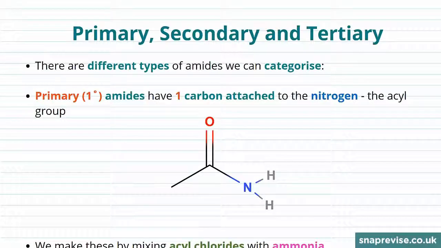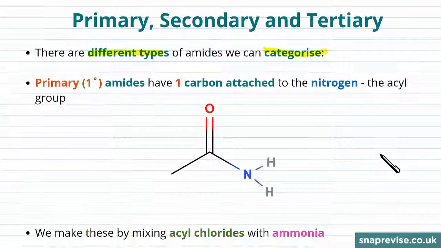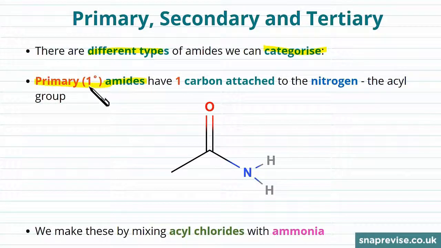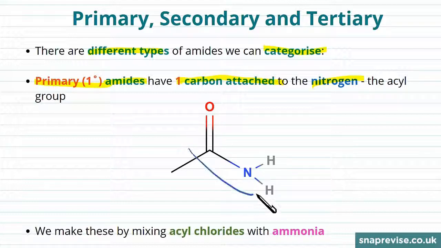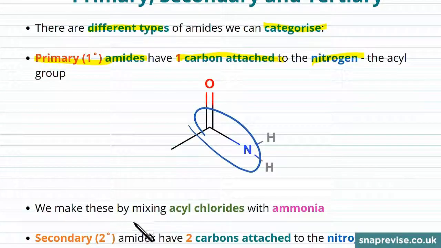Now, in the same way that we talked about different types of amines in our amine video, there are different types of amides that we can categorize. We have primary amides, and again we can use a 1 with the small circle as shorthand for primary, and these have one carbon attached to the nitrogen. It's the nitrogen we're focusing on here in the amide. So in primary amides, we have 2 hydrogens attached to the nitrogen, and the one carbon attached is that of the acyl group. We make these primary amides, as we just said, by mixing acyl chlorides with ammonia.